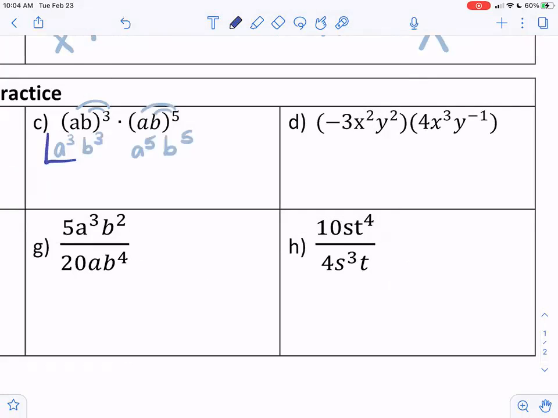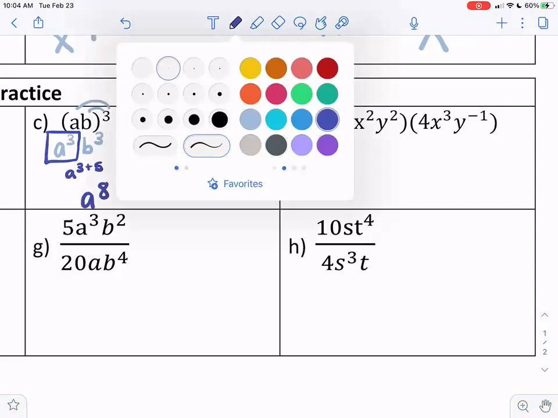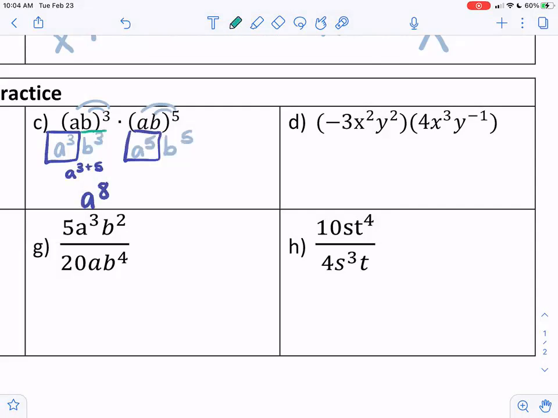I've got an a to the 3rd and an a to the 5th. That's a to the 3rd plus 5, which would give me a to the 8th. I've got a b to the 3rd and a b to the 5th. So b to the 3 plus 5, which would give me b to the 8th. And we could box our final solution.